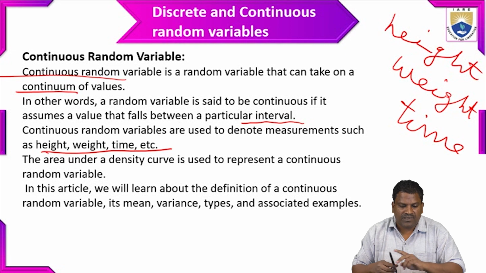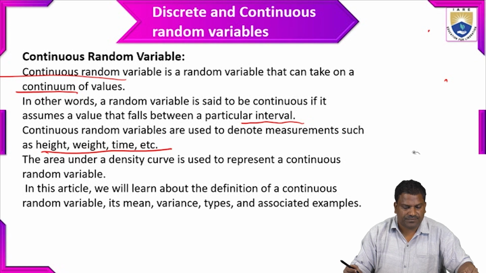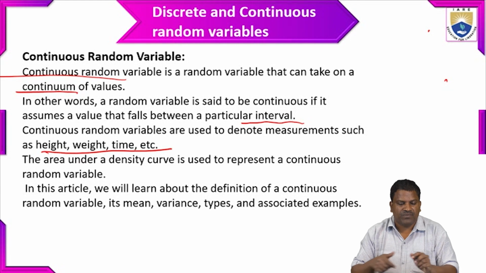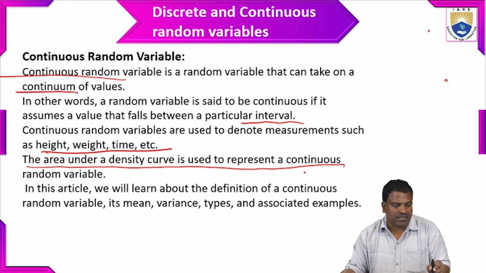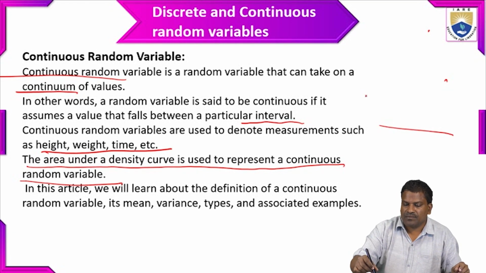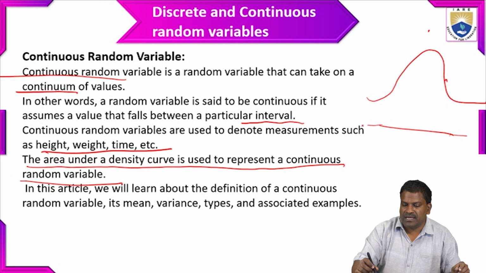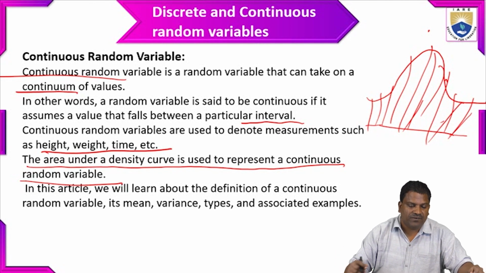The area under a density curve is used to represent a continuous random variable. Means, suppose now the area lying between the x-axis and this curve comes under continuous random variable.